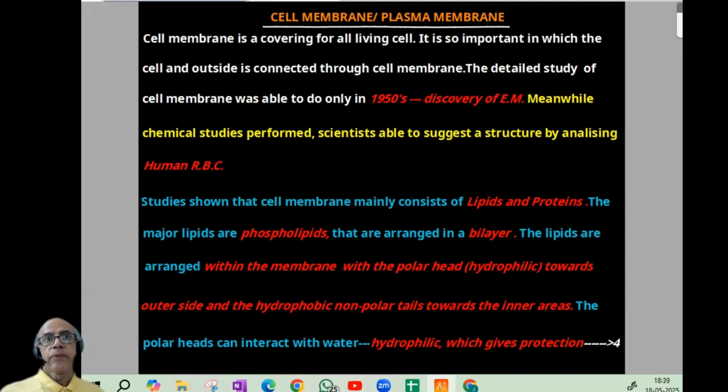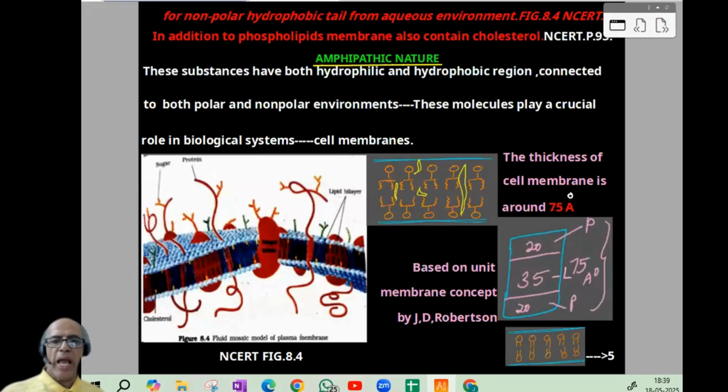Then next is how it interacts with water and why that structure has been given. Then we came to a famous term, amphipathic nature. Amphi means both, that is, both hydrophilic and hydrophobic regions will be there. They connect with the polar and non-polar environment and play a crucial role in the biological system, the cell membrane.